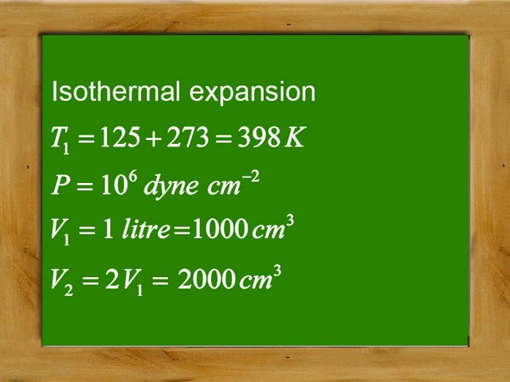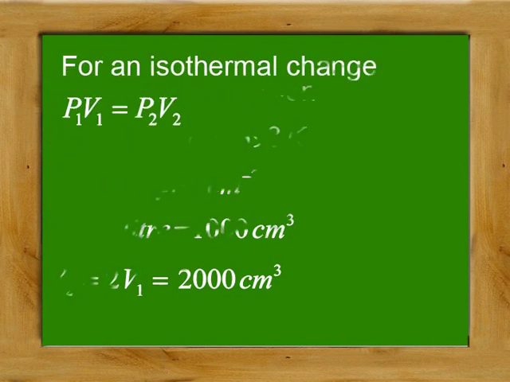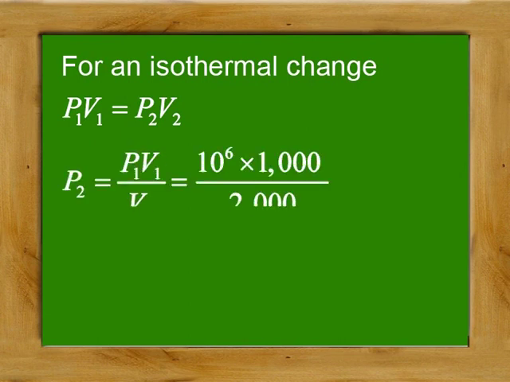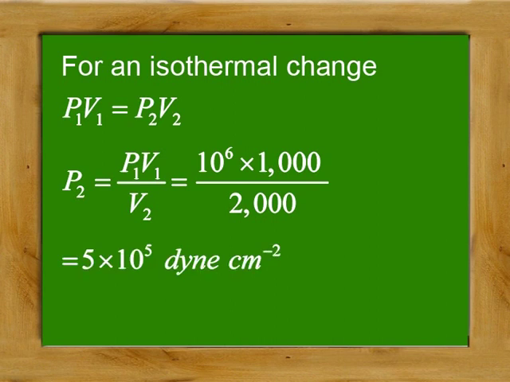We know that for an isothermal change, P1V1 is equal to P2V2, or P2 is equal to P1V1 upon V2. That is equal to 10 raised to the power 6 into 1000 divided by 2000. That turns out to be 5 into 10 raised to the power 5 dyne per square centimeter.